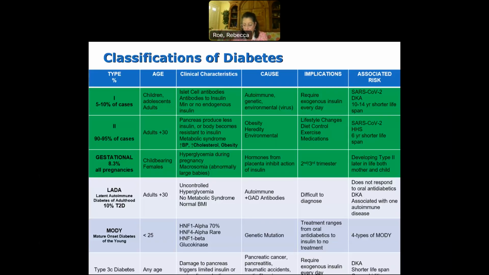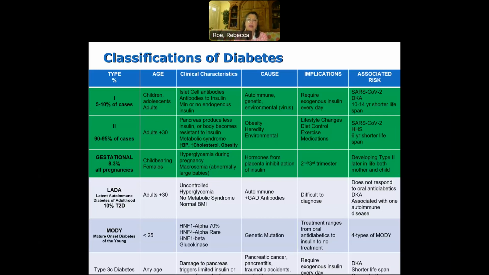MODY is mature onset diabetes of the young. It usually occurs in folks that are less than 25 years of age. This is a genetic mutation. It can occur early on, and in some children it can occur and go away. And so there's 4 different types of MODY, and the treatment ranges from oral antidiabetics to insulin to no treatment at all. So it just depends on what kind you're diagnosed with, and we won't go too much into detail of that. Just wanted to let you know that that's out there.